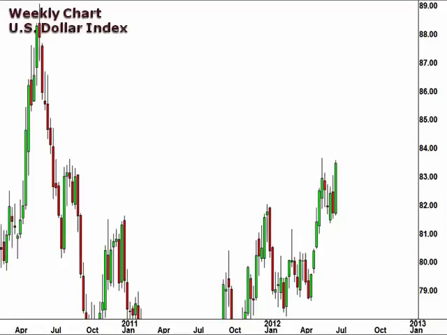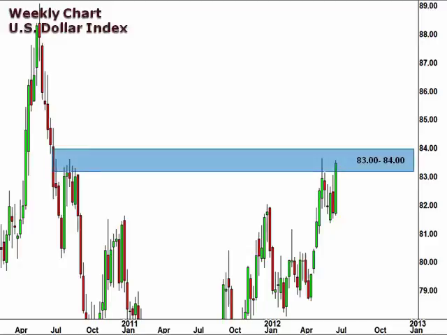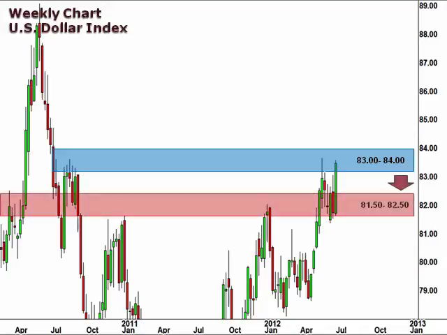Let's start off with a look at the weekly chart of the US dollar index. This is a great way to gain perspective as to how the US dollar has been trading against a basket of currencies. Well, the US dollar staged quite a comeback against most major currencies last week. 83.84 is a strong resistance level this week. A break above 84 opens the window for a continuation higher. 81.5, 82.5 assumes the role of support.